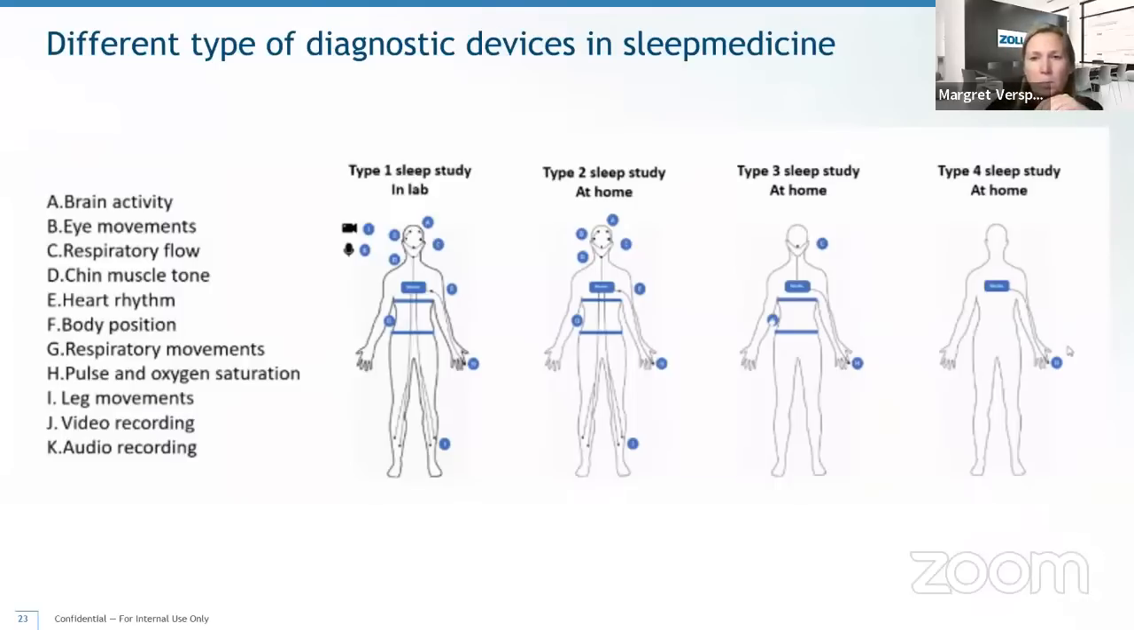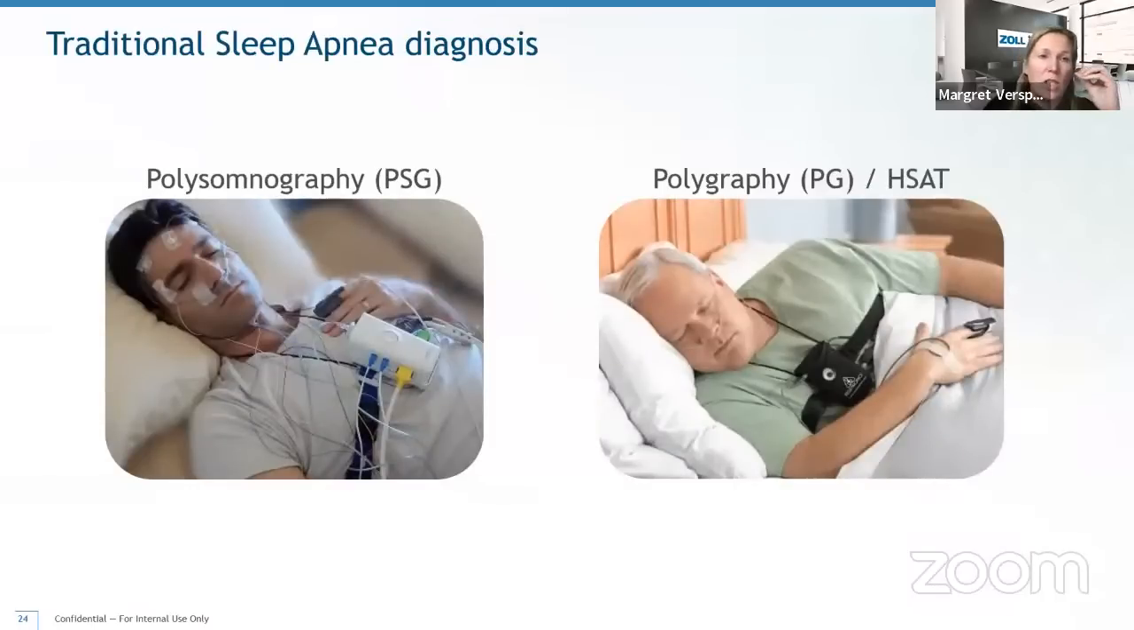When you have a patient who is suspicious for sleep apnea, so you have the question, is there sleep apnea, yes or no? You are advised to use a type 3 device. It's a home sleep apnea testing device. So the traditional sleep apnea test is not a PSG. We use PSG more for other sleep disorders, but the polygraphy, the home sleep apnea testing device, is the test to check if there's sleep apnea, yes or no.